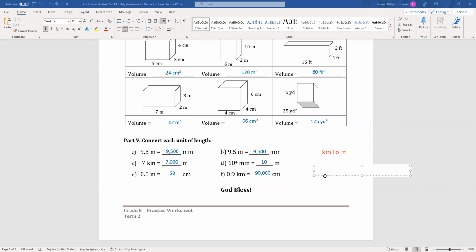Okay, so 7 multiply 1,000 is going to be 7,000 meters. Okay, it is the same kind of thing that will happen to every question that we give to you. Okay, now for this one, if you go to the table, going from meters to centimeters, I'm going to multiply by 100. So if I have 0.5, multiplying it by 100 means my point will move 2 times. So 1, 2. So I'm going to have 0 here, and my answer will be 50.